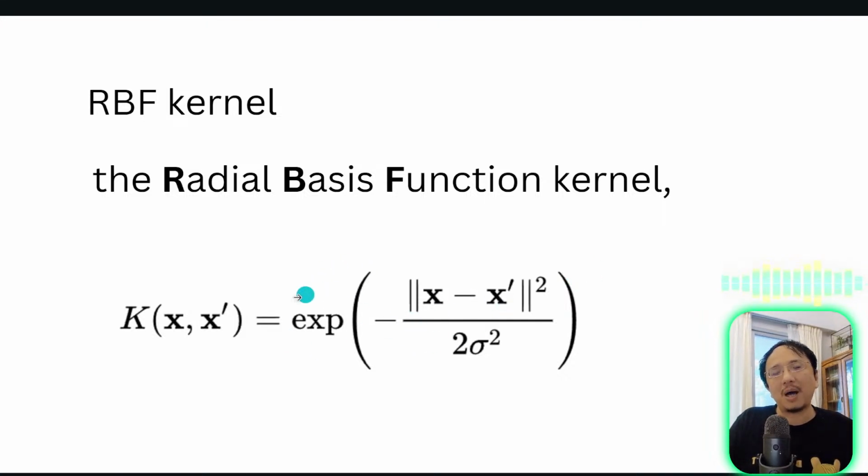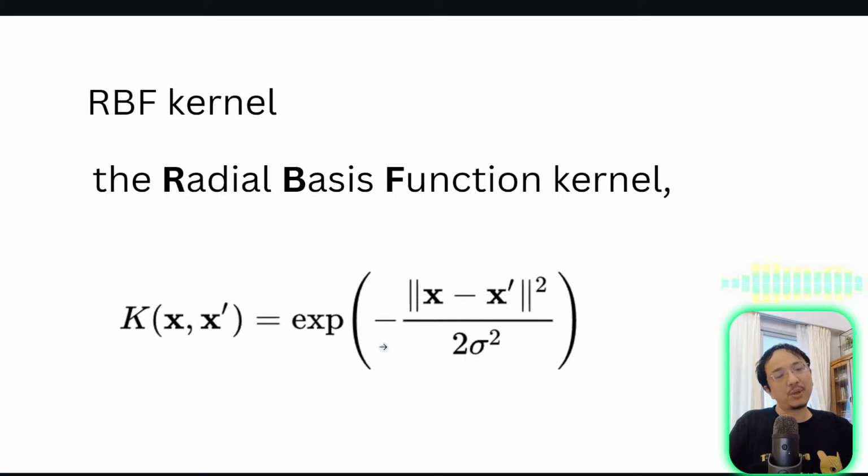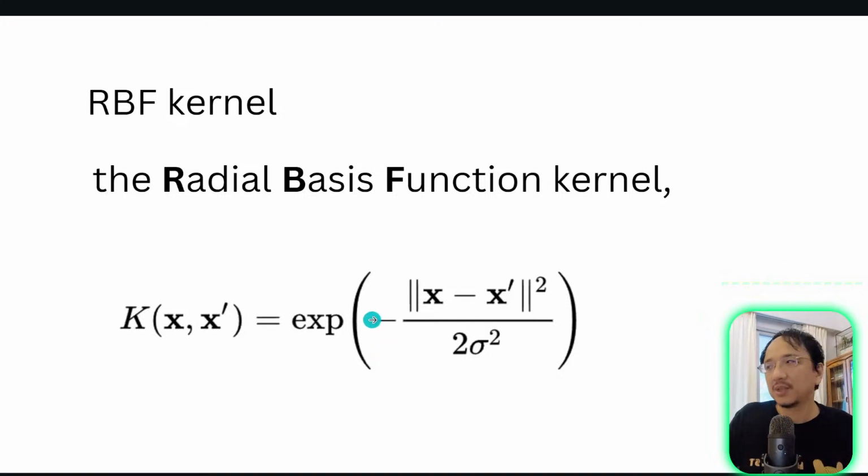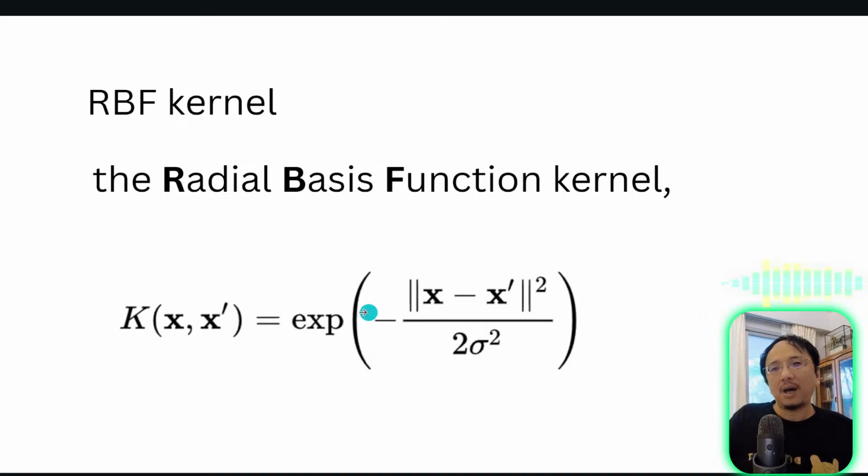We also apply a nonlinear function here, the exponential function right here. Another way to see it is that this is similar to the formula of a normal distribution. Anyway, we give it a name: the RBF kernel, the radial basis function kernel.